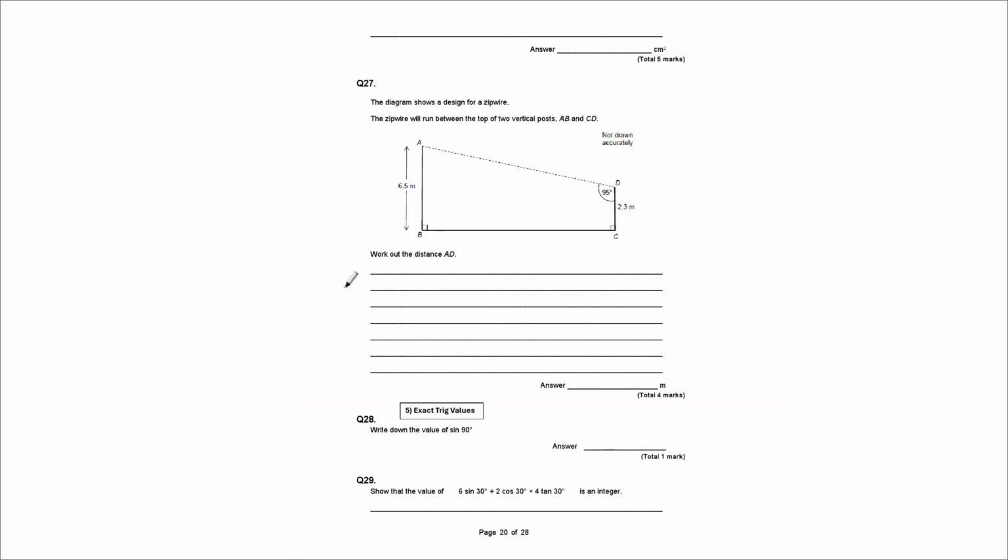And then I believe we've got one more question, which is question number 27, which is looking like a nice question again. It says the following. The diagram shows a design for a zip wire. The zip wire will run between the top of two vertical posts at AB, which is here, and CD over here. So this is your zip wire. Work out the distance AD, so you want to work out this length here, A to D.